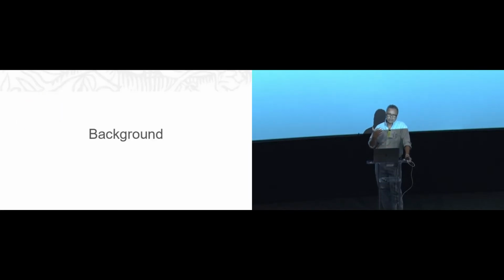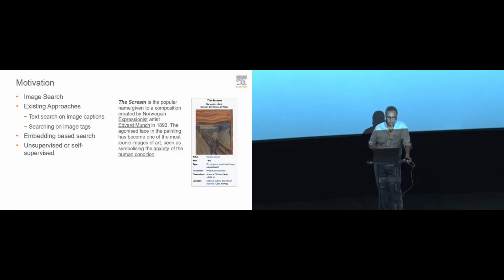So if you think about image search without thinking of the vector search piece, you ask, how do I do image search? This diagram is actually quite nice. This is a Wikipedia info box for The Scream. It's an expressionist oil painting by Edward Munch, and it talks about the anxiety of the human condition. The middle piece, this text, is basically the abstract of the Wikipedia page, and on the right, you have what is known as the info box.